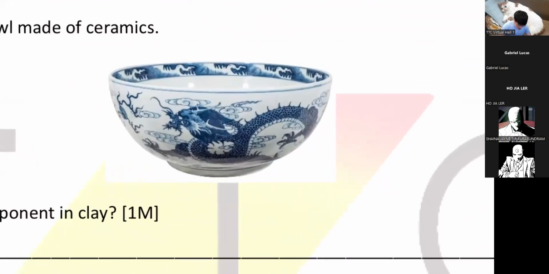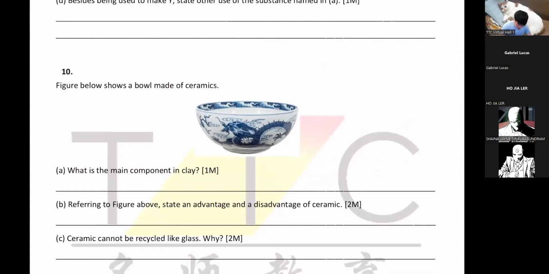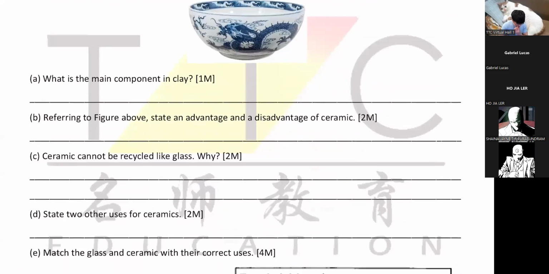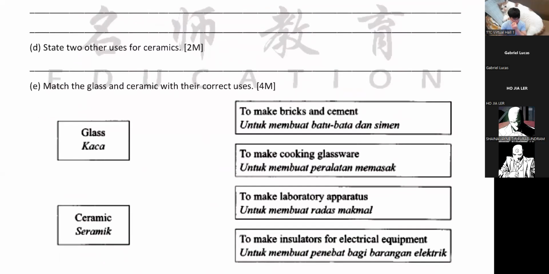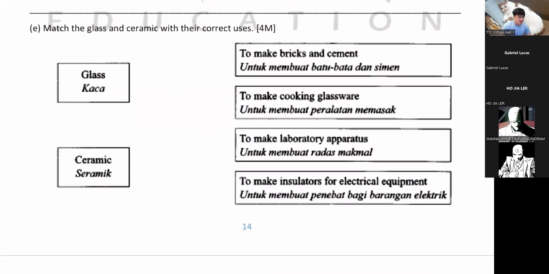Oh, this is an even nicer ceramic bowl. Anyway, we skip this because it's the same question over and over again. I don't think I need to go through this too. Your ceramic and your glass. Glass is used to make your apparatus and your glassware, whereas ceramic you use to make your bricks and your electrical insulator.